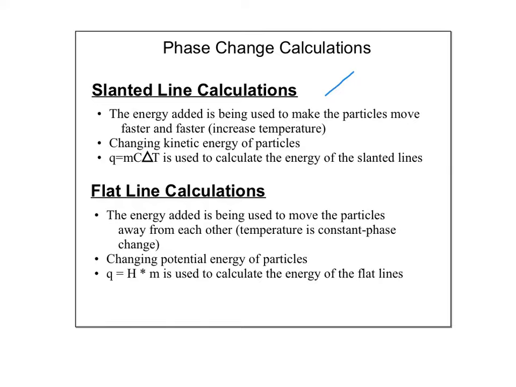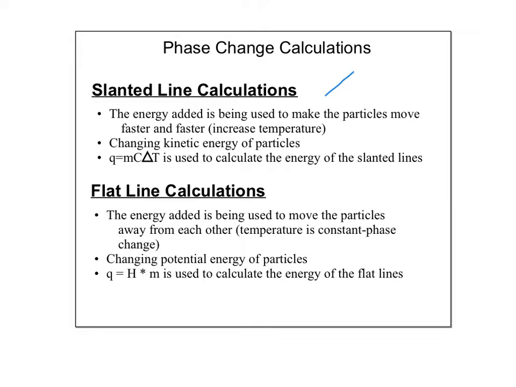What we're doing there, just to review, is adding energy and it's causing the particles to move faster and faster. That's why the temperature is rising, and that changes the kinetic energy of the particles. We're going to use Q equals M times C times delta T to calculate the energy for those slanted line segments. So I call it MCAT, but it's mass times the specific heat times the change in temperature.